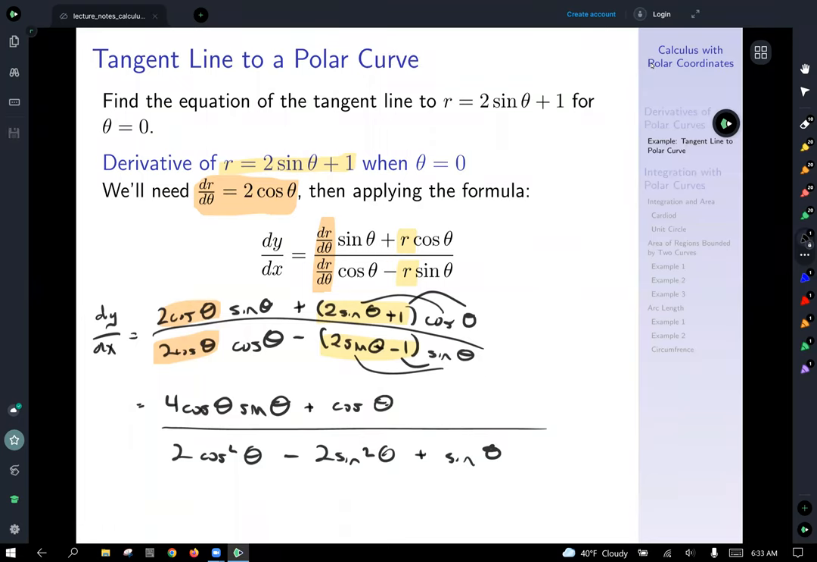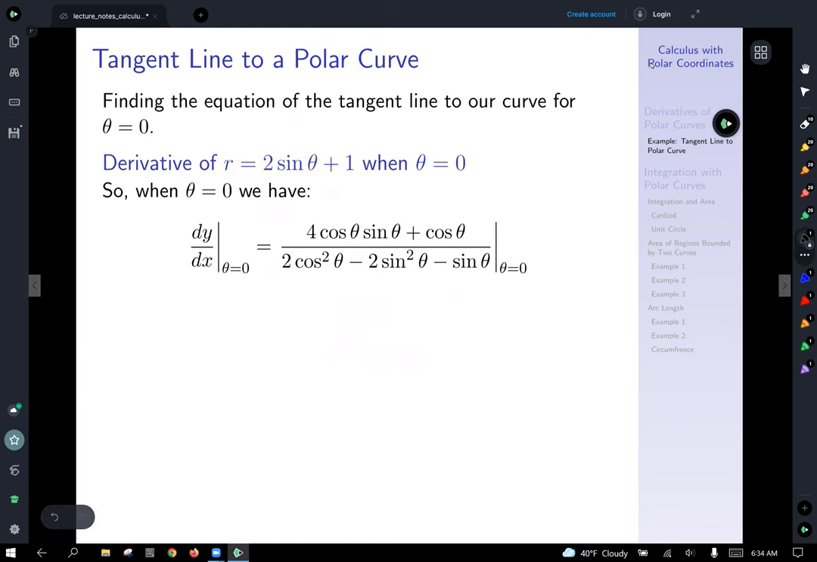Notice that we get a derivative, which means the derivative has meaning in the xy plane, the slope of the tangent line to the curve at the point theta equals 0, but it's all in terms of theta. So what do we need to do next? Well, we need to find the slope. We need to evaluate this derivative when theta equals 0. So let's go ahead and do that.